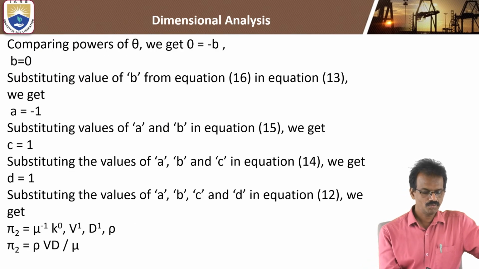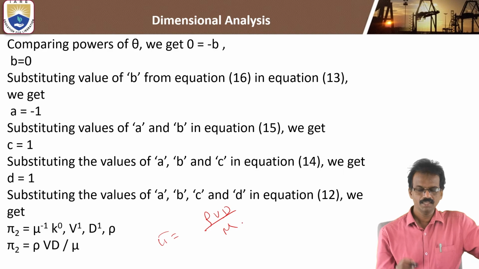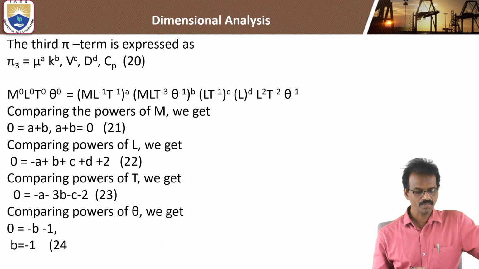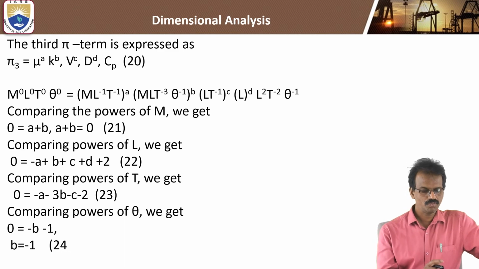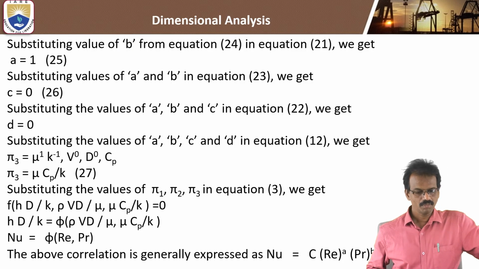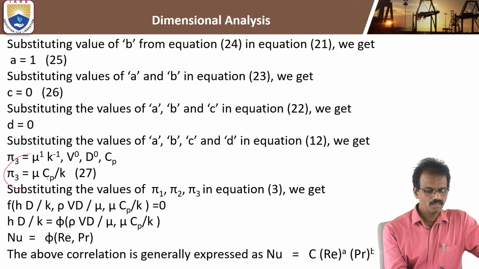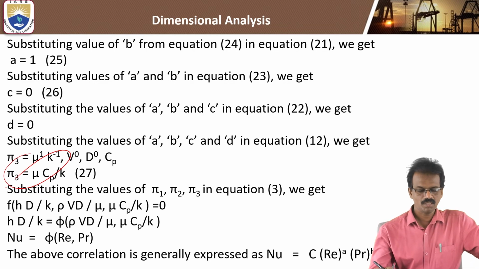So pi 2 term is equal to, finally, mu to the power of minus 1, k to the power of 0, v to the power of 1, d to the power of 2. So pi 2 term is equal to rho vD by mu. So that is the pi 2 term. Similarly, the pi 3 term also you can find out. If you solve that A, B, C, D, the pi 3 term is equal to mu Cp by k.